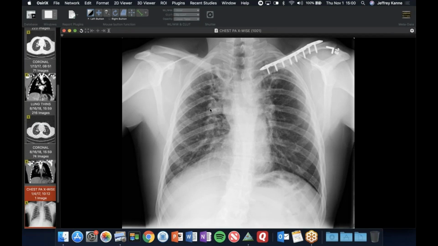It's fairly symmetric, but I think what's striking is the upper lobe volume loss and sort of the distortion of the mediastinum. Almost looks like an old radiated Hodgkin lymphoma. It's a little cleaner than that, but clearly there's some volume loss up there. And then he had a CT scan.